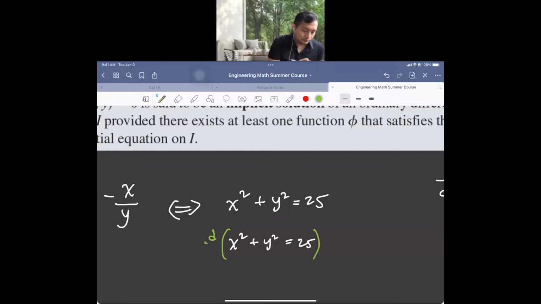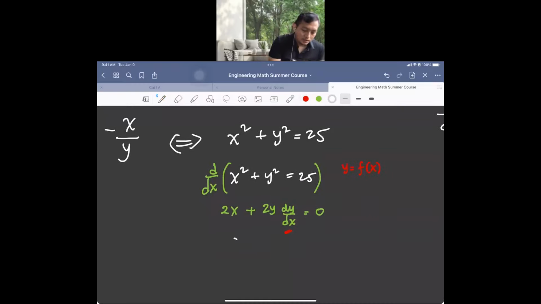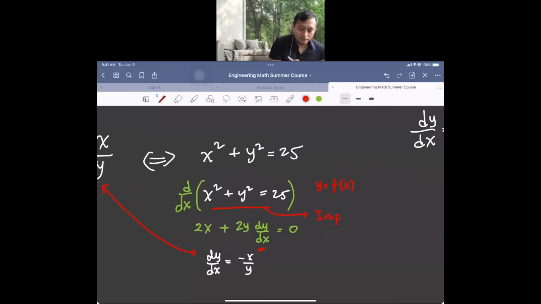So if we take the derivative, this becomes 2x, right, plus y squared, taken implicitly, becomes 2y dy dx, and then equals 0, because we would like to have that y is actually a function of x. So that's why we need the chain rule, the dy over dx for the implicit. So we know that this is implicit, and if you rearrange this, this becomes our differential equation. So this is our solution.